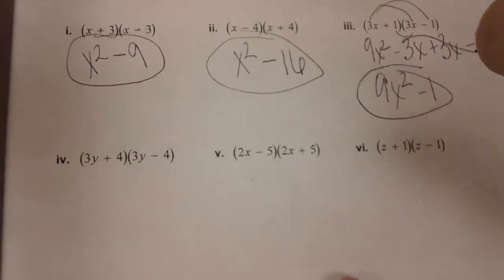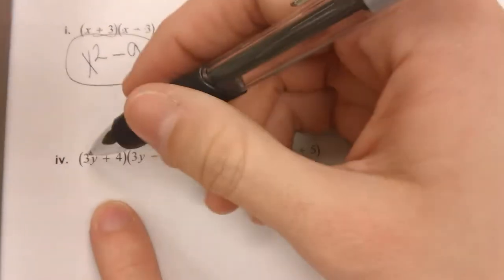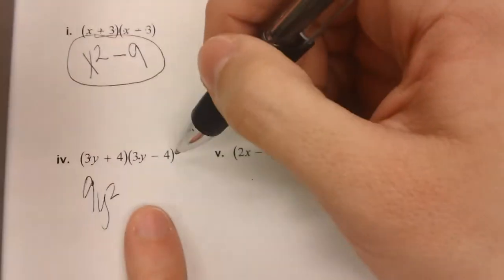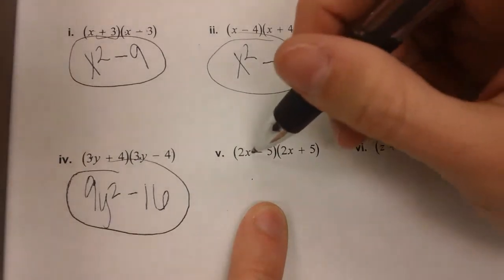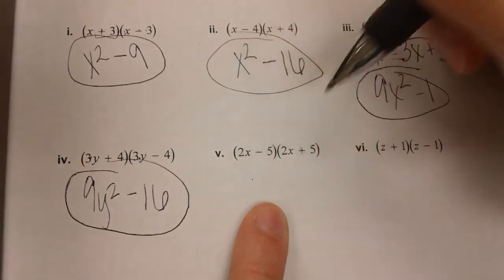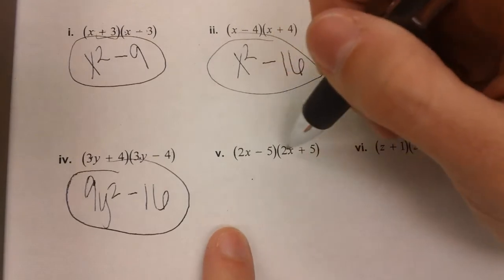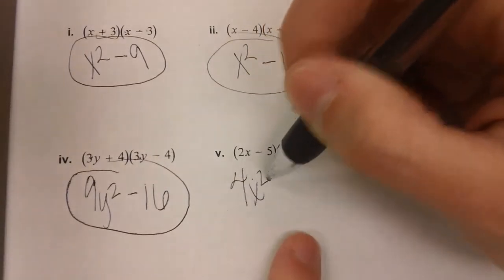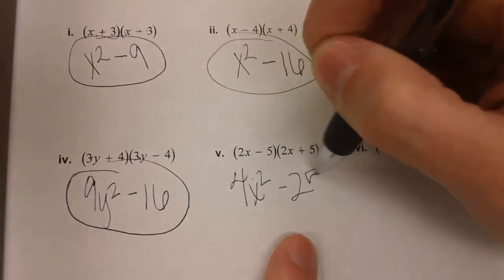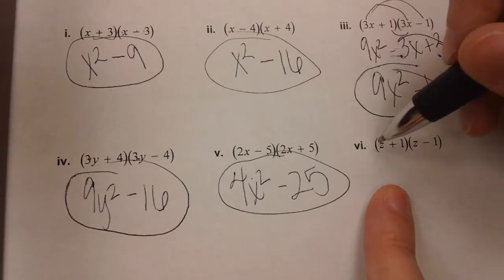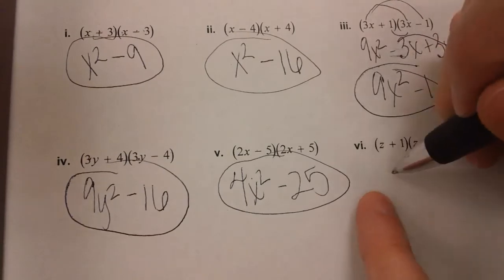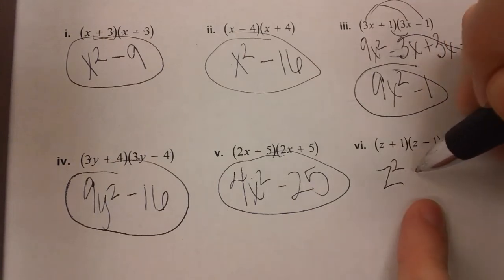On the next set, once again, 3y times 3y would be 9y squared. I have a positive and a negative, so my middle terms cancel out. 4 times negative 4 is negative 16. Exactly the same, one's negative, one's positive, so 2x times 2x would be 4x squared, and negative 5 times 5 would be negative 25. Exactly the same, except one's positive, one's negative. z times z is z squared. 1 times negative 1 is negative 1.